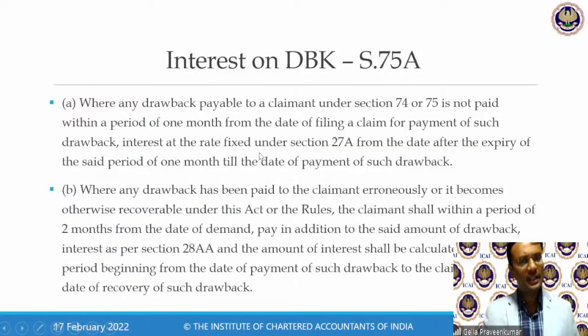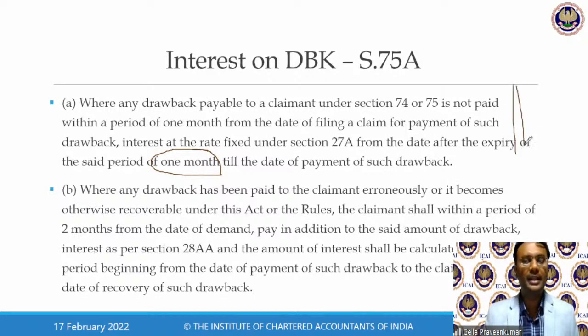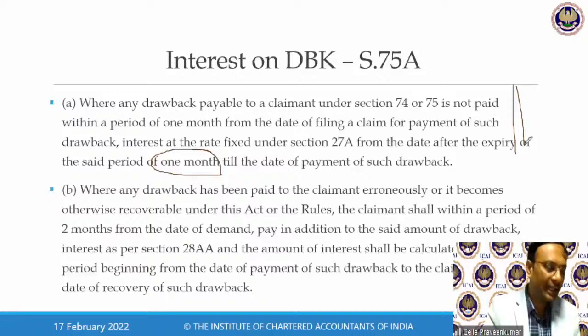Next. Regular provision, examination, not much you can expect. Drawback: there is a time limit within which my drawback has to be paid. As per the law, when I file an application, within 1 month I have to get my drawback. If the government fails to pay, I'll get interest at the rate of 6%. So when an application is filed for duty drawback and the government delays processing it, I'll be entitled to interest at the rate of 6% on my drawback amount.